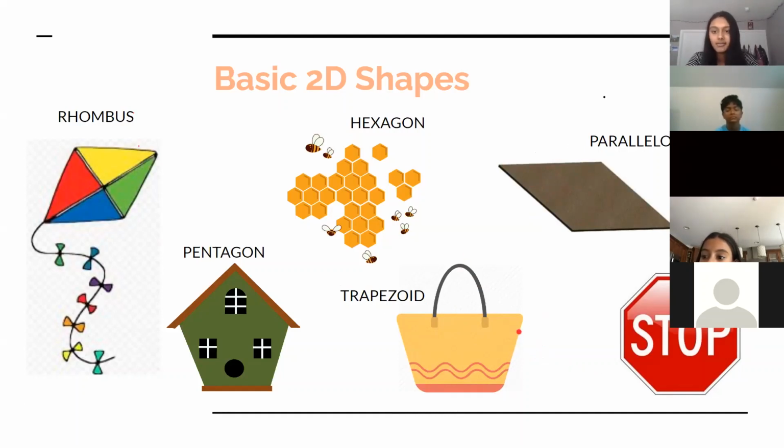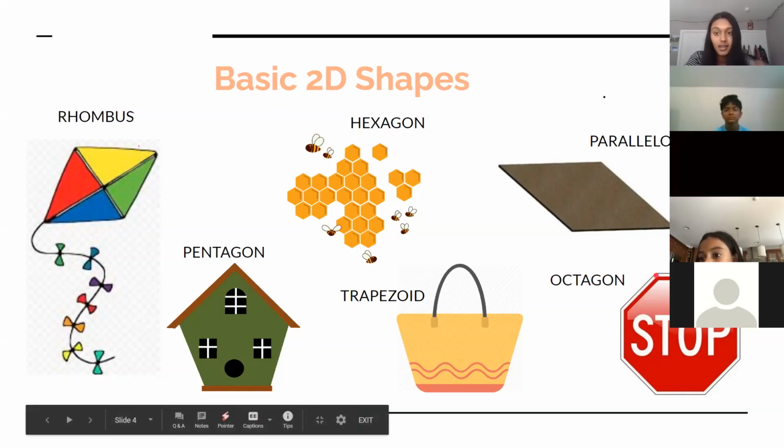And then we have our last shape. That's an octagon. And you guys have all seen this when your parents are driving and you see 8 sides, right? So those are our sides.